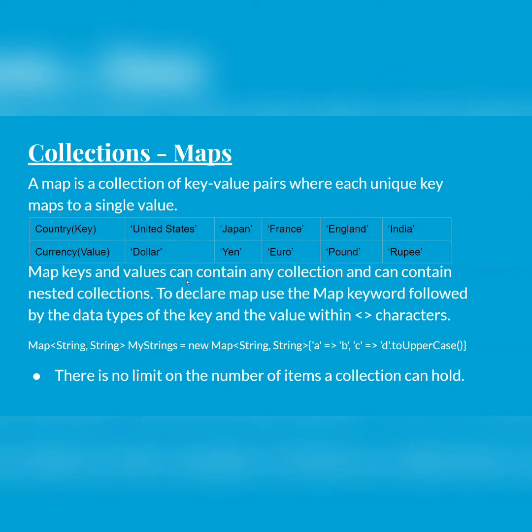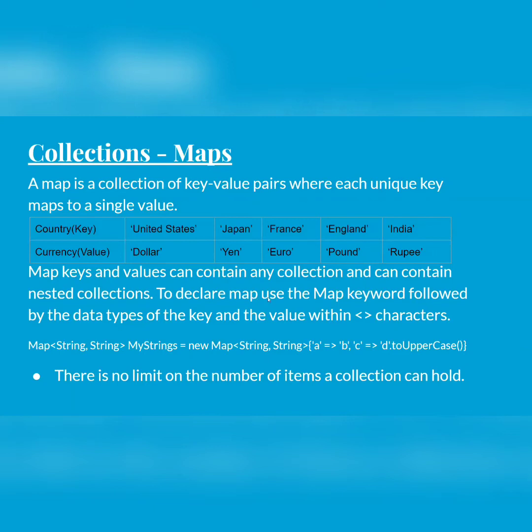Map keys and values can contain any collection and can contain nested collections. So you can have any particular collection inside that. It could be a list or set inside the map, or it could be any other data type. It could have nested collections as well. So you can define different variations in the map.